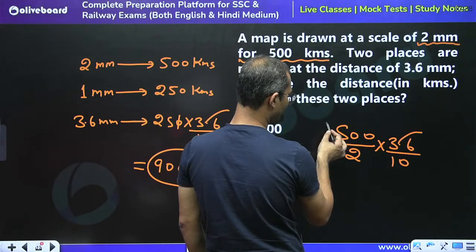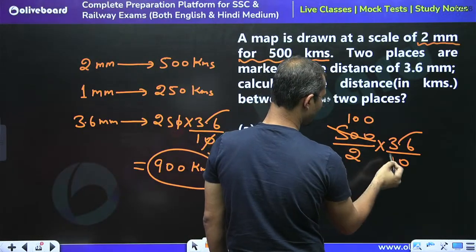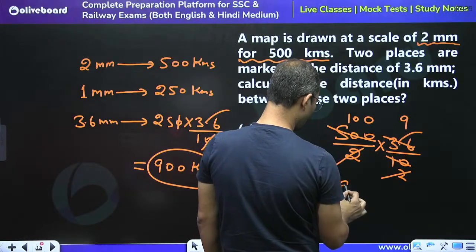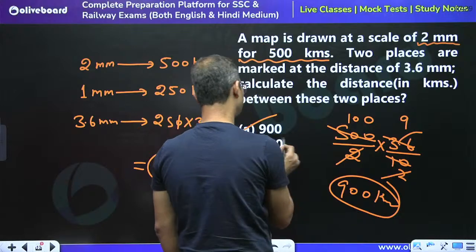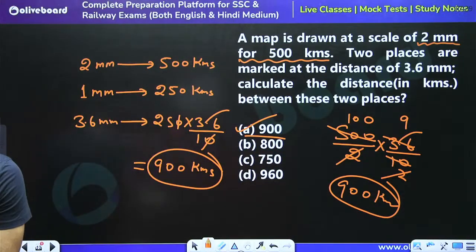So we can say that by 5, this is 100 times and this is 2 times. So 2 into 4 by 4, this is 9. So we can say that 900 kilometers is represented by the 3.6 mm in a scale of map. Yes, 900 is the right answer.